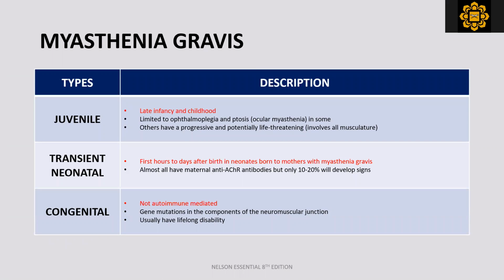Okay, so when we are talking about myasthenia gravis in children, there are 3 types that we must know.